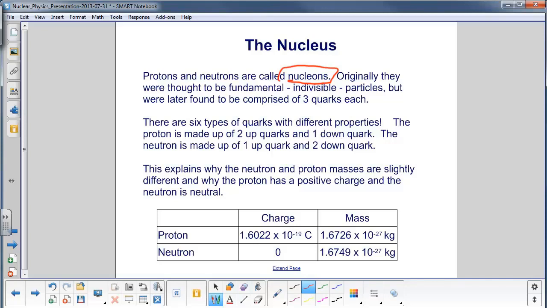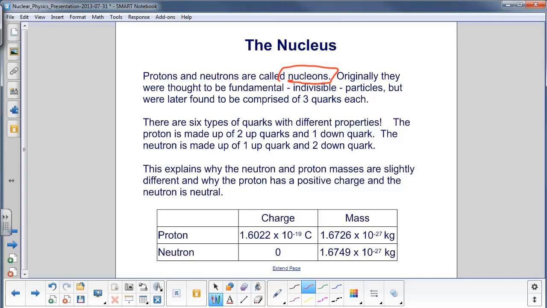Now, don't worry about the quarks, I'm just putting this out there for interest's sake. This is much higher level physics than we're going to do in high school, but there are 6 types of quarks and they have different properties. The proton is made up of 2 up quarks and 1 down quark. The neutron is made up of 1 up quark and 2 down quarks.